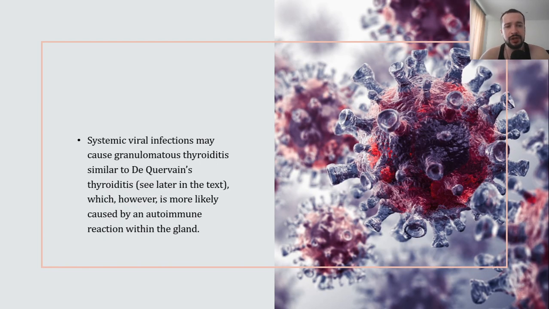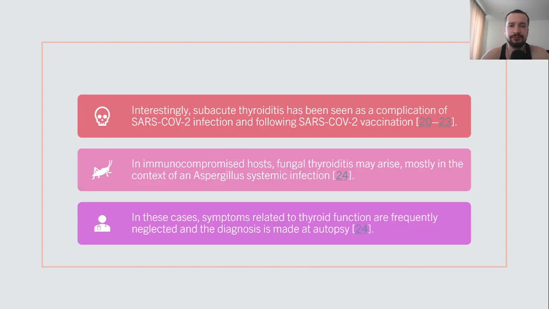Systemic viral infections may cause granulomatous thyroiditis, similar to the de Quervain thyroiditis, see later in the text, which, however, is more likely caused by an autoimmune reaction within the gland. Interestingly, subacute thyroiditis has been seen as a complication of SARS-CoV-2 infections and following SARS-CoV-2 vaccinations.